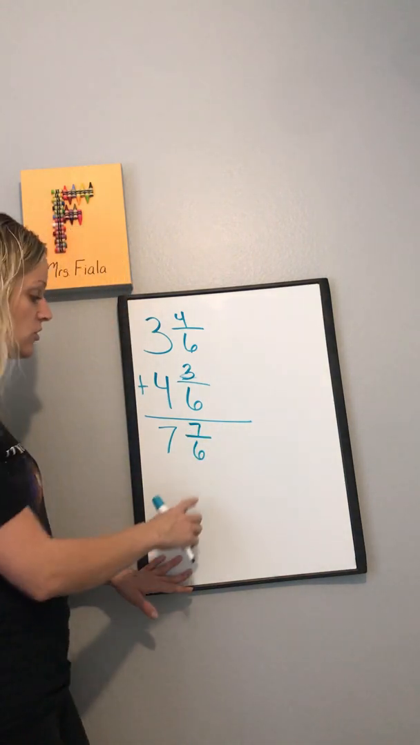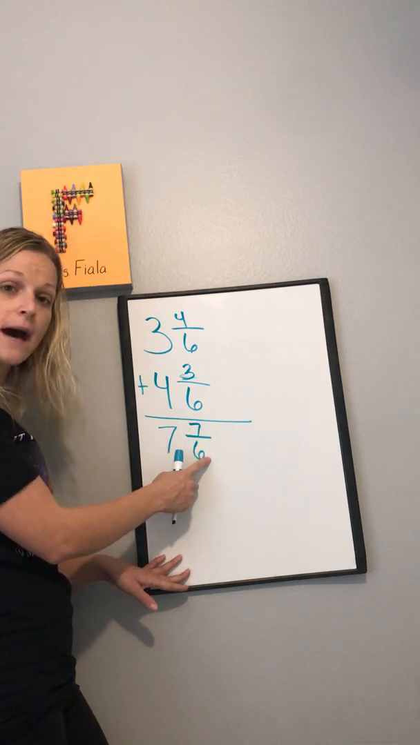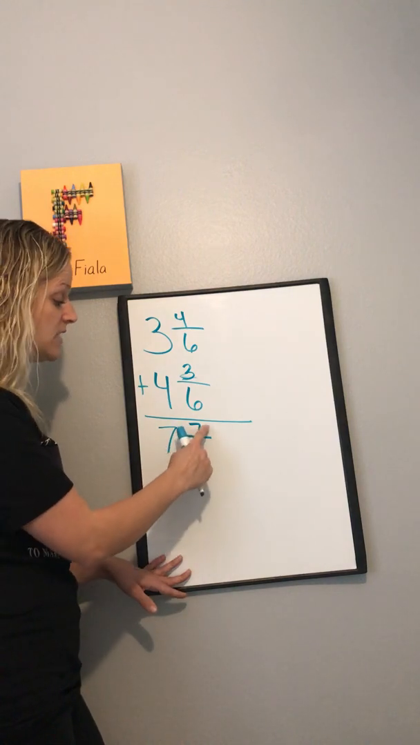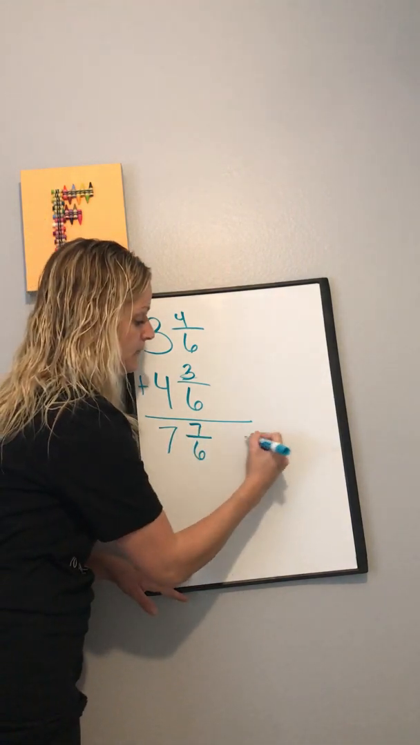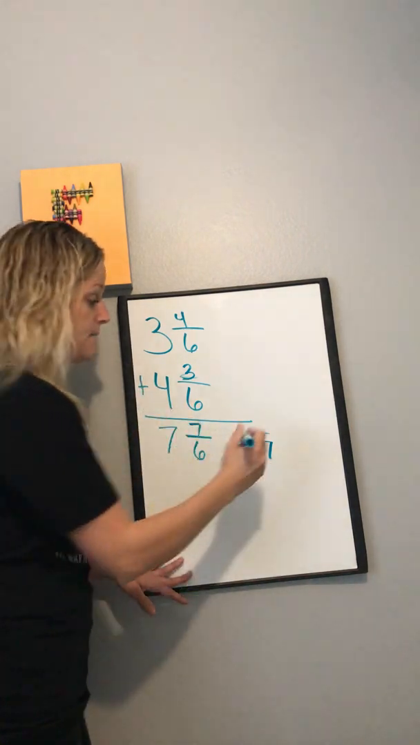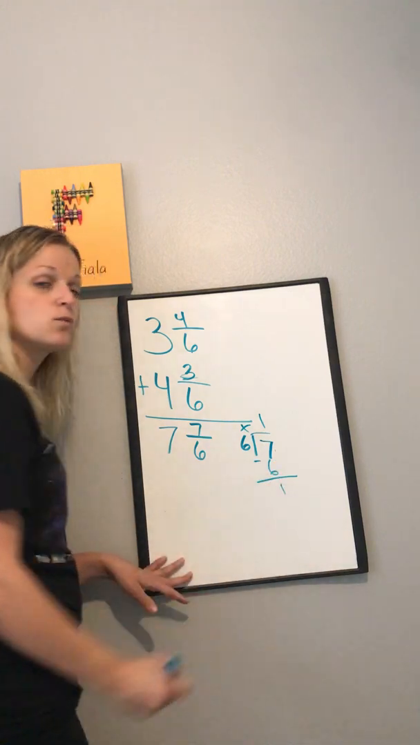And now we still have to do our last step. We have to change, that's an improper fraction. The top number here is bigger than the bottom number, so we have to change it to a mixed number. So I'm going to divide. 7 divided by 6. How many times can 6 go into 7? 1 time. 1 times 6 is 6. 7 minus 6 is 1.